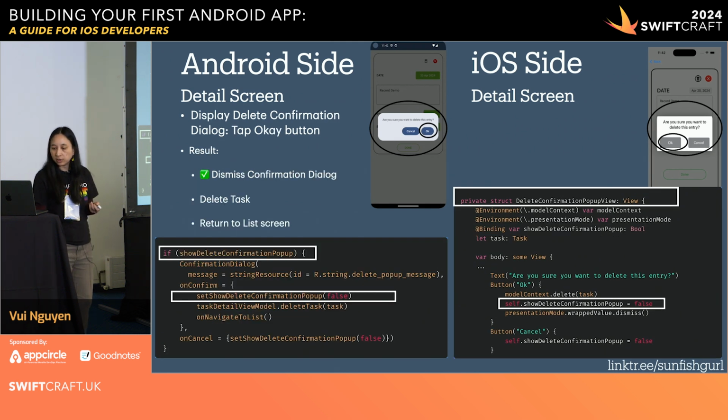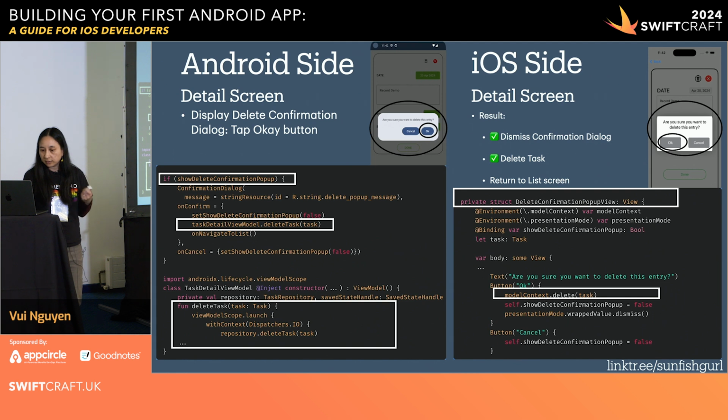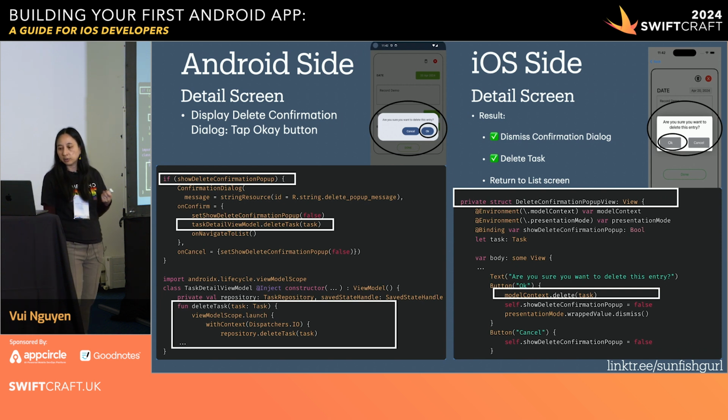So if we tap on the OK button here, we will dismiss the dialog, delete the task, and return to the list screen. We'll go over those steps in more detail in the next couple of slides. Now we're going to delete the task from the database. Same as always with Android, we do that in the view model scope, and we delete the task in the model context for iOS.